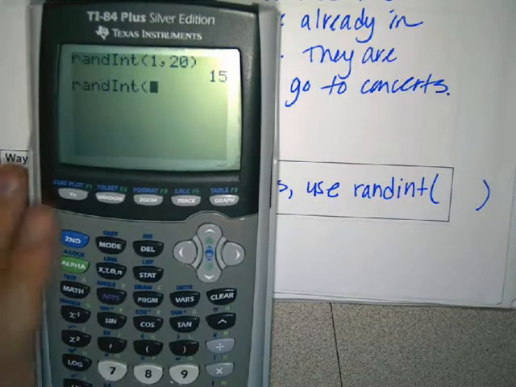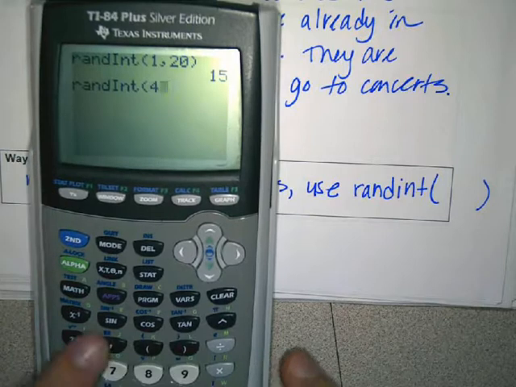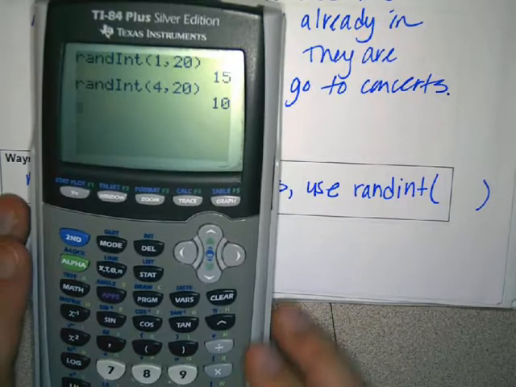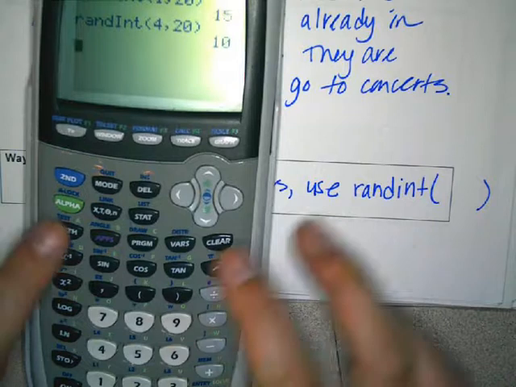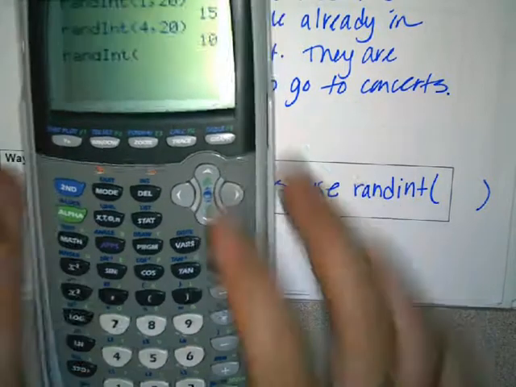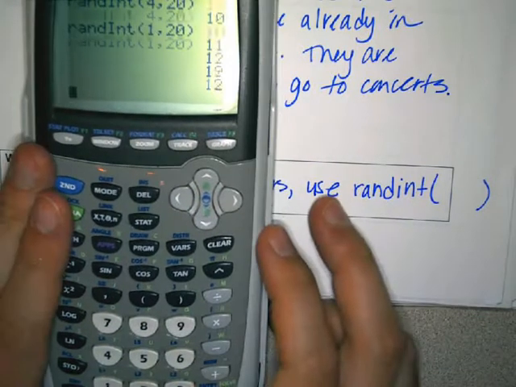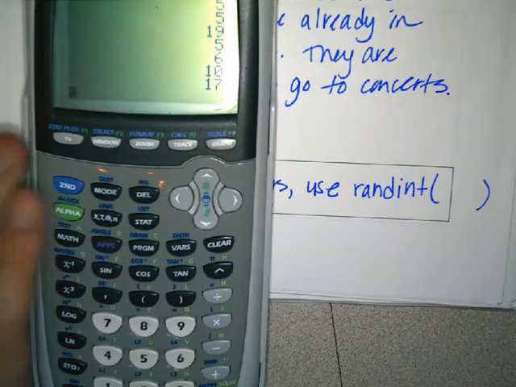If you want to select between 4 and 20, we'll do it that way. So random integer between 1 and 20. If you just keep hitting it, it'll keep selecting random integers. Okay?